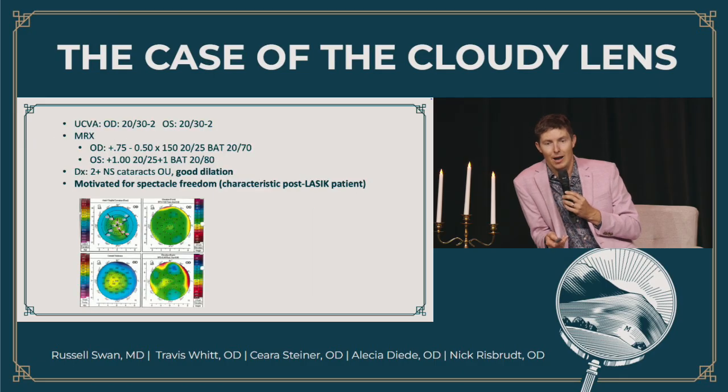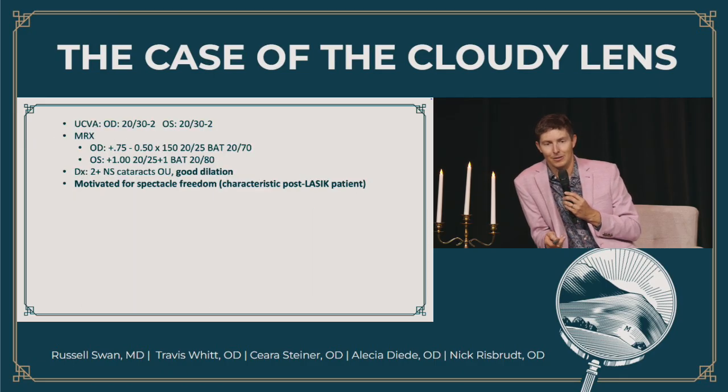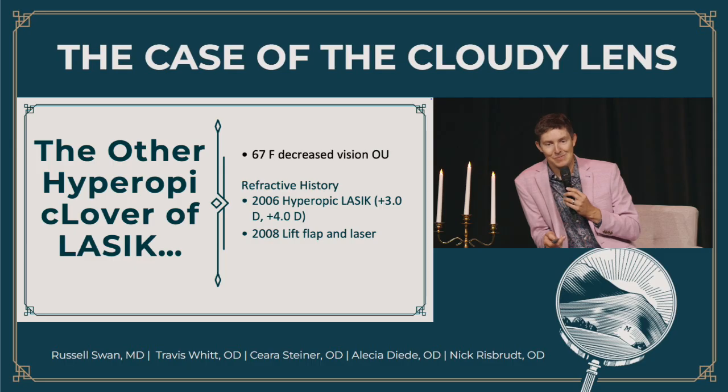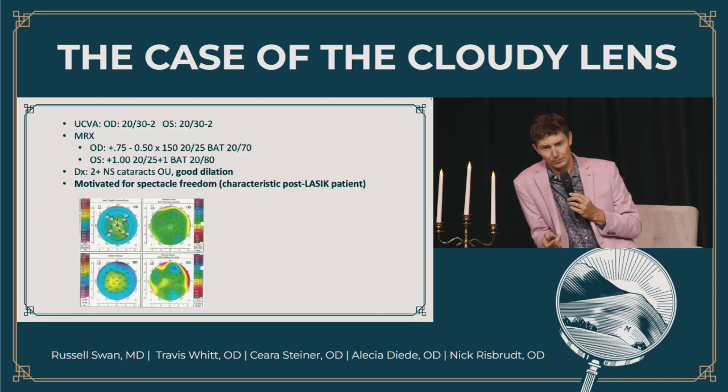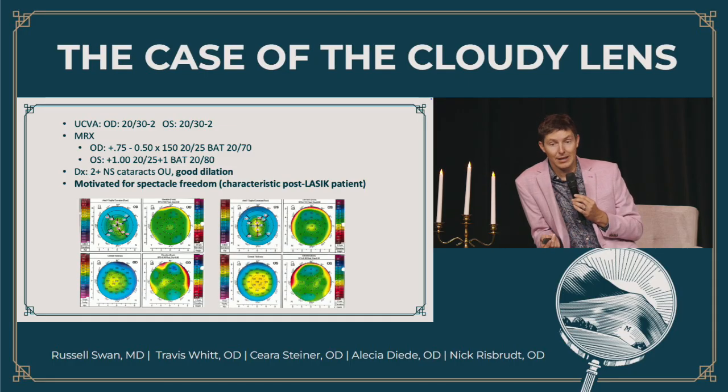Okay, I'm going to run through this one really quick. This is another hyperopic LASIK patient. We have all these patients that we did not do hyperopic LASIK on, but this is patient 67, history of hyperopic LASIK, +3, +4, also had a lift flap laser. Again, not uncommon to see with high hyperopic LASIK treatments that they will have some regression. And this patient, again, 20/30, BCVA 20/70, 20/80, they dilated very nicely, motivated for spectacle freedom, as many of our post-LASIK patients are. You can see the classic hyperopic LASIK pattern on their topography with central steepening.